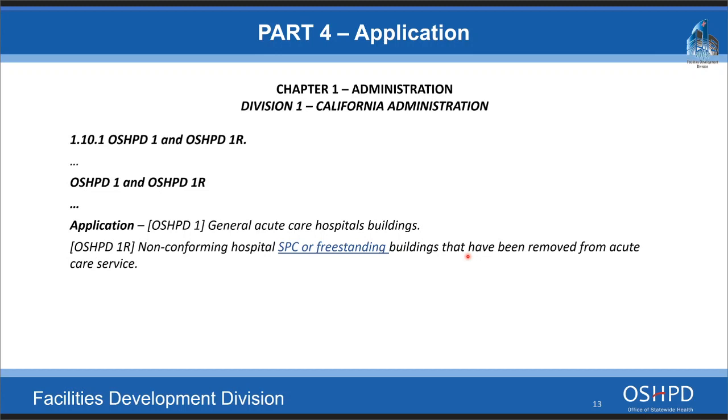OSHPD 1 and 1R. That's a recurring theme here. With general acute care hospitals, non-conforming hospital or SBC or freestanding buildings that have been removed from acute care service. I know Richard's already talked about this quite a bit, so I'm going to skip and go to the next slide, Caesar.